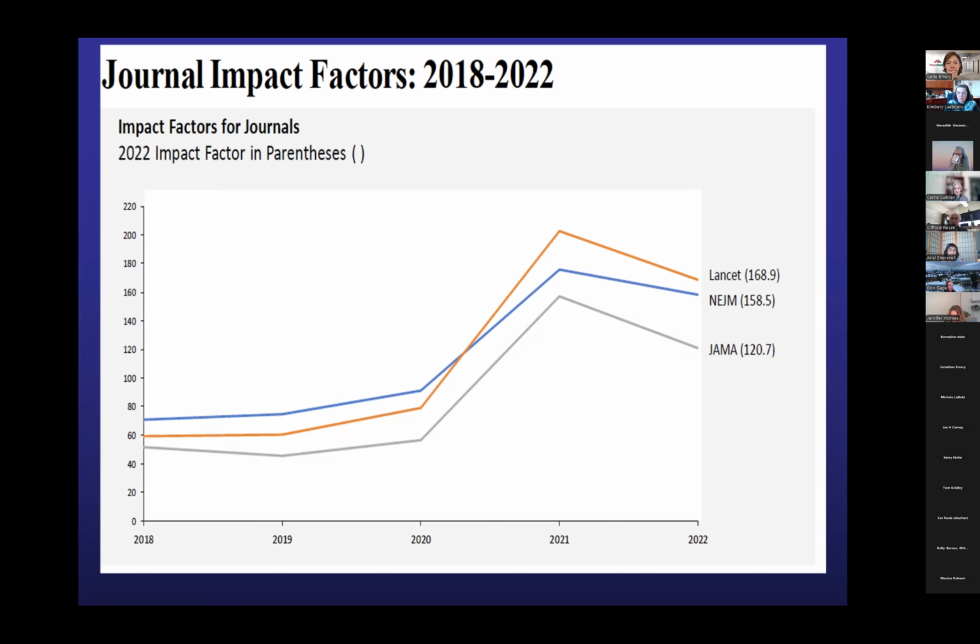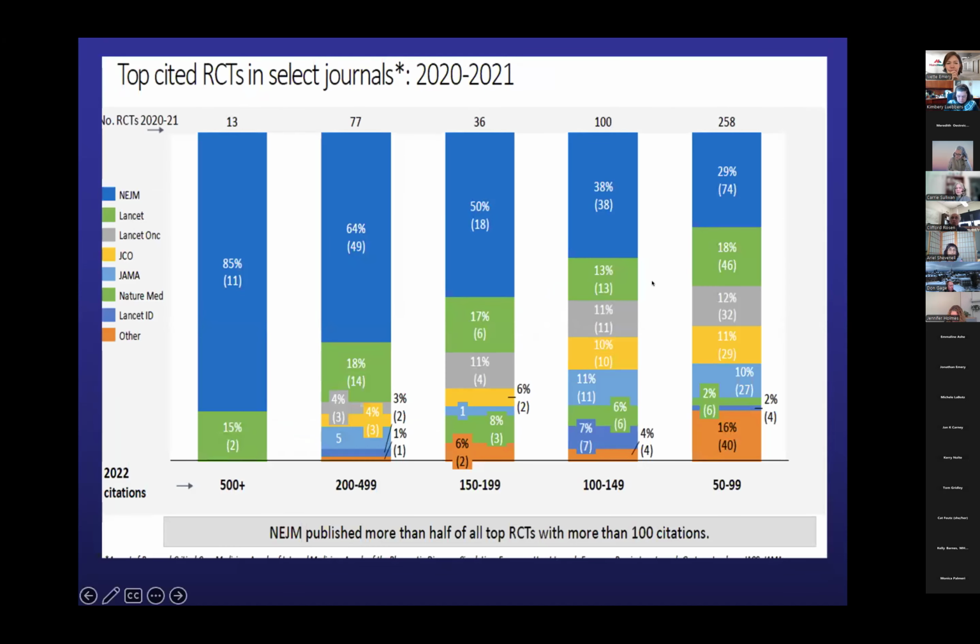That has now changed, and the impact factor is now in the 90 range. And Lancet and New England Journal are very close. Lancet's 1 and New England Journal is 2.